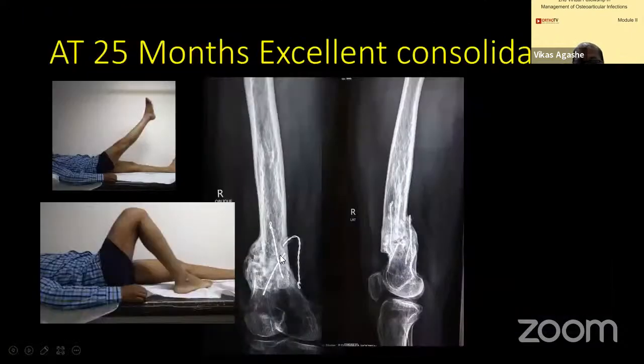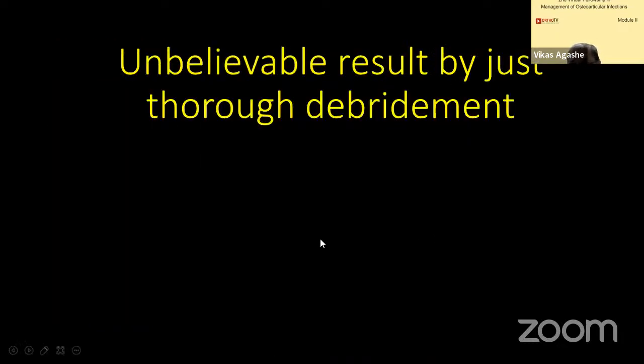And this is at 25 months. You can see it's completely healed in reasonable alignment and has a decent range of movement and excellent function; he drives, runs, does everything. So these are unbelievable results by just thorough debridement. This is a very, very unusual thing. Please don't think that by just debridement you will have excellent results in non-unions. All I am trying to say is how vital debridement is.